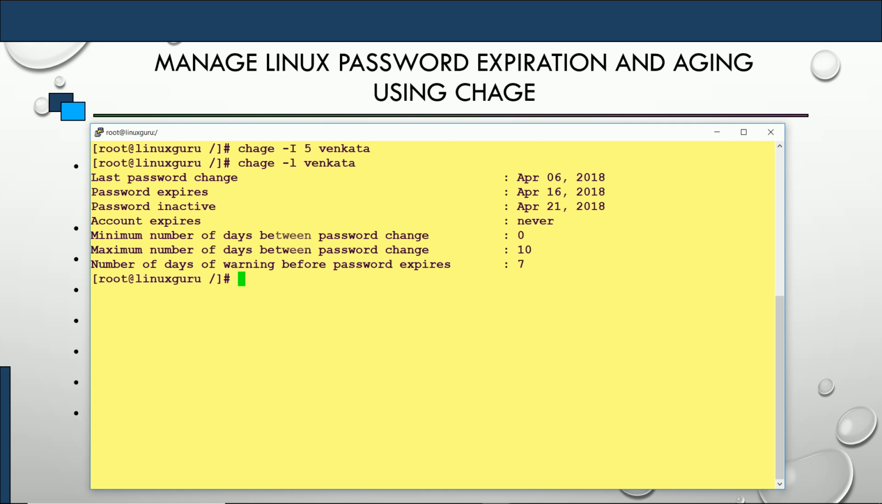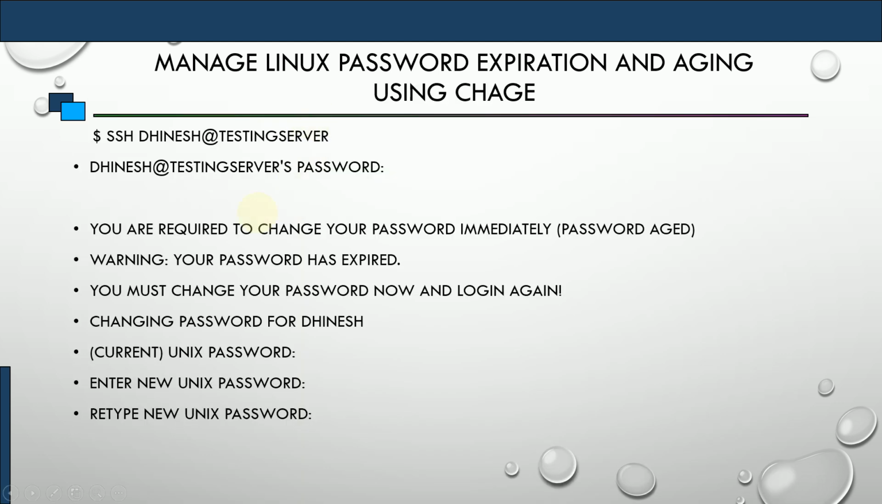It means that suppose user Venkata is not able to change his password till 16th of April. So what will happen on 17th of April when he tries to log into the Linux server? He will be forcibly asked to change his password. Let me show. This way, whenever a user tries to access on 17th of April when his password has expired, he will get this message: your password has expired, you must change your password now and log in again.